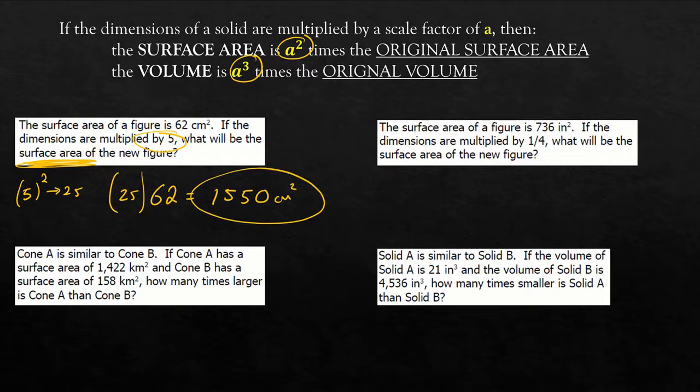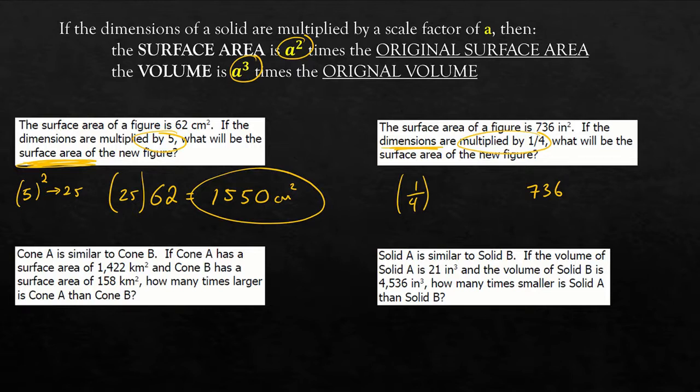Looking at the second problem, it says surface area is 736. It says if the dimensions are multiplied. Now, one thing here is it says the dimensions. It doesn't specify whether it's the height, the length, the width, the radius, whatever. It just says dimensions. So we apply it to all the dimensions. So it's staying proportional, and that's the reason that we are able to take the scale factor and either square it or cube it, because it's being done uniformly to the entire shape.